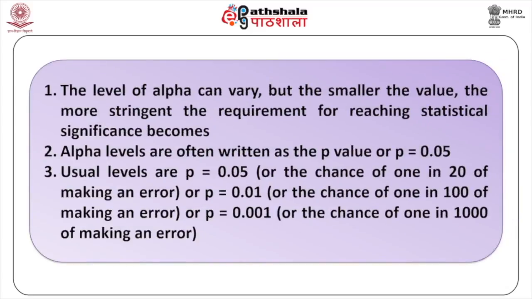The level of alpha can vary, but the smaller the value, the more stringent the requirement for reaching statistical significance becomes. Alpha levels are often written as p-value or p equals 0.05. Usual levels are p equals 0.05 or the chance of 1 in 20 of making an error, or p equals 0.01 or the chance of 1 in 100 of making an error, or p equals 0.001 or the chance of 1 in 1000 of making an error.